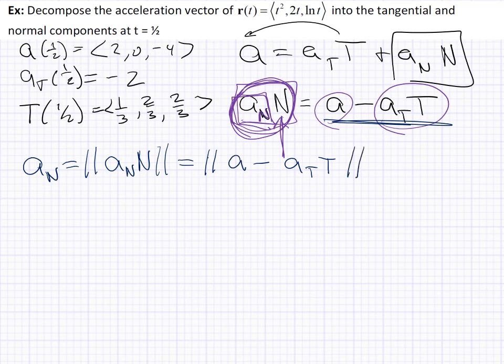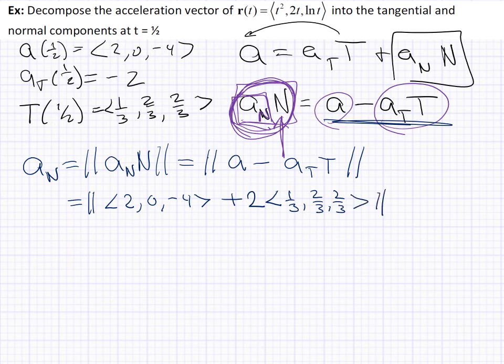Okay? So, if I wanted to find the magnitude of a, which is 2, 0, negative 4, minus a sub t, that would be times negative 2, so I'll make this a plus 2, since I'm subtracting it, times the vector 1/3, 2/3, 2/3, and then again, I'll find the magnitude of this. That would give me my a sub n. Well, I got to do all this computation in here, figure out what this vector is. So 2 distributes in here, here, and here. Then I add them. So I'm finding the magnitude of what?